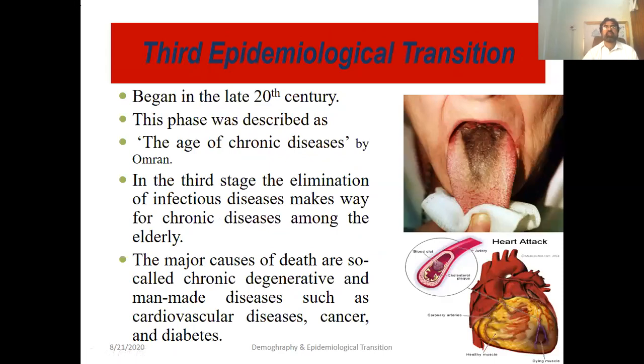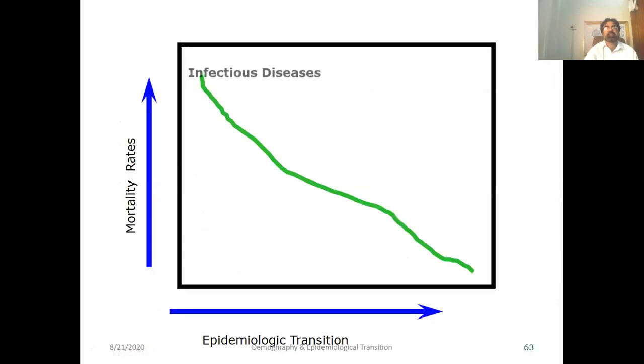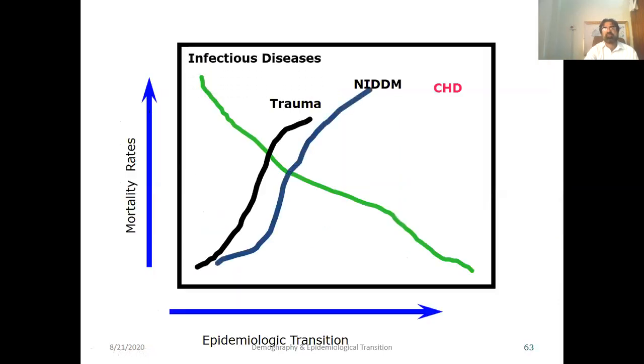And the third stage, which began in the late 20th century, was described as the age of chronic diseases by Omran. In this stage, the elimination of infectious diseases makes way for chronic diseases among the elderly. The major causes of death are so-called chronic degenerative and man-made diseases such as cardiovascular diseases, cancer, and diabetes mellitus, with increased life expectancy.